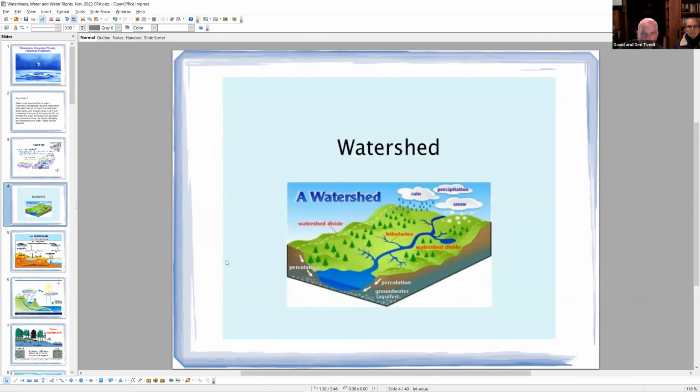Another diagram of a watershed and how there's percolation from rainfall, snow, and so forth that helps replenish the groundwater, which can also be called an aquifer if there's a significant amount of it. Aquifer refers to usually underground water that's used for wells and irrigation and that kind of thing.